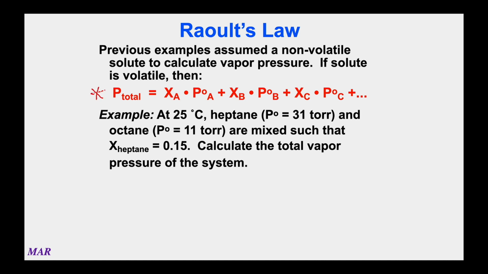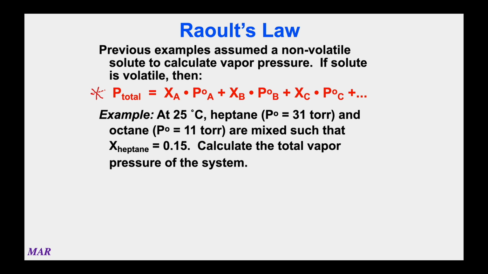And in that example then, the total vapor pressure is going to be equal to the mole fraction of the first component times the vapor pressure when it's pure, plus the mole fraction of the second component B times the vapor pressure of pure B. And if you have three components, you can add another one, etc., etc. Let's look at an example.